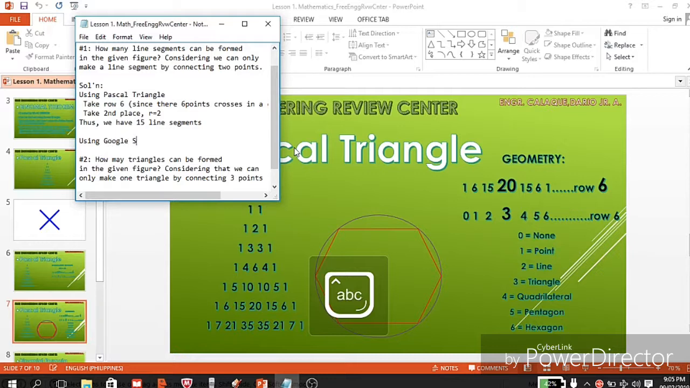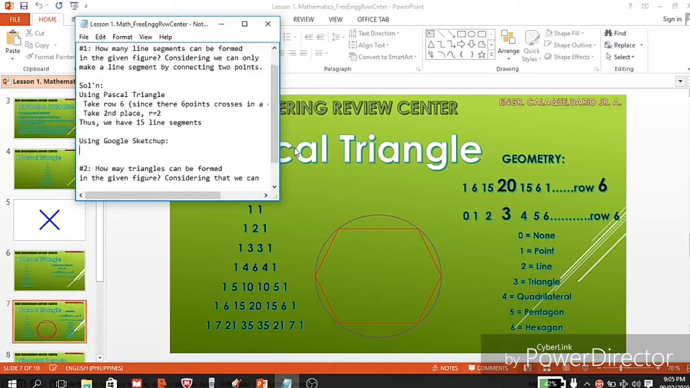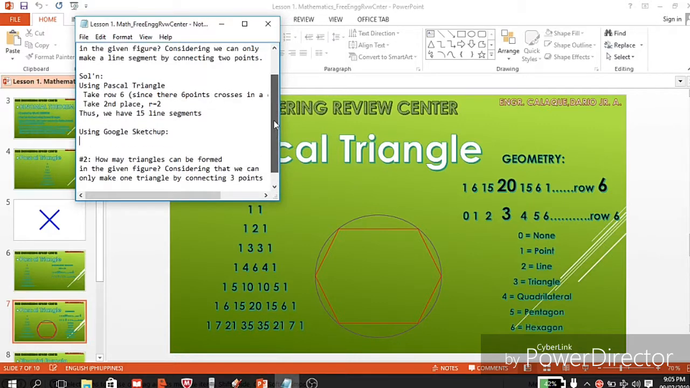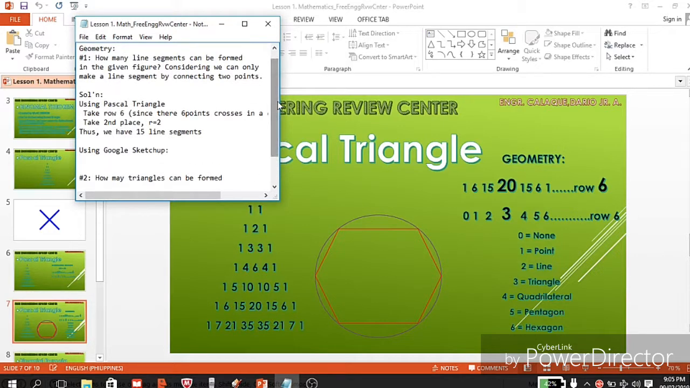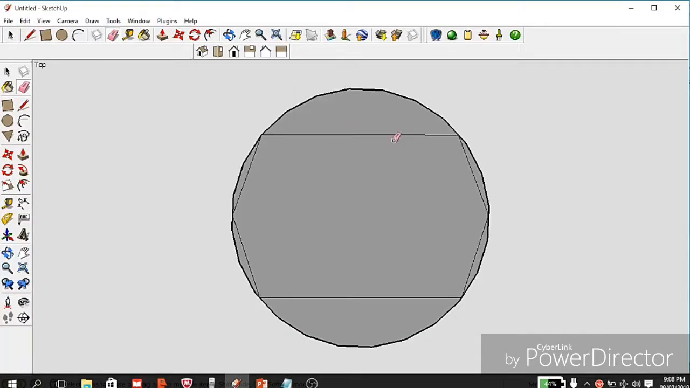So if we try to use Google SketchUp, I think we can have the same answer. So I'm going to use segment. Considering we need to connect these 2 points, we have 1 segment, 2, 3, 4, 5, and 6. We have 6 segments on the outside.